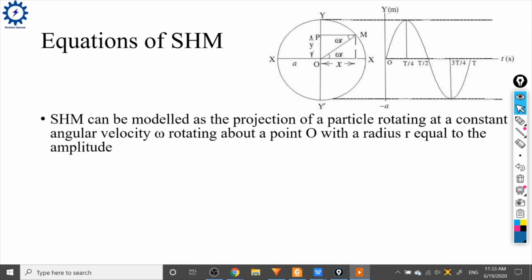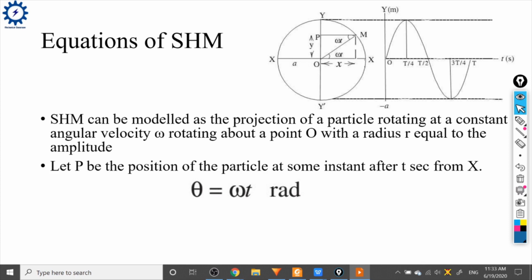We can model simple harmonic motion as a projection of a particle rotating at a constant angular velocity omega, rotating about a point O with a radius r equal to the amplitude. And let theta equal omega t. Here you can see the diagram. So let's consider the position of the particle. Let this be a position of the particle.